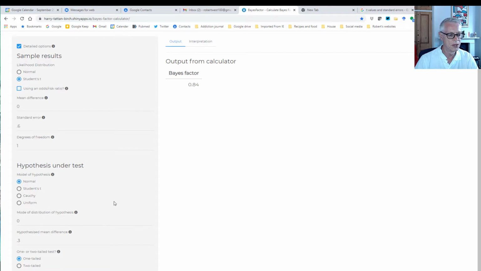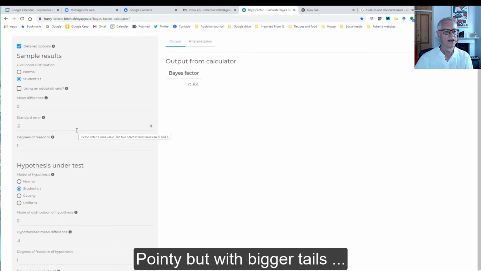What's also quite useful about this website is that you can specify here the distribution of your hypothesis under test. So I mentioned before that we were using a hypothesis, the H1, where you'd start at 0 and it'd be half normal with a standard deviation equal to the scale factor, which is our hypothesized difference here. That's one kind.